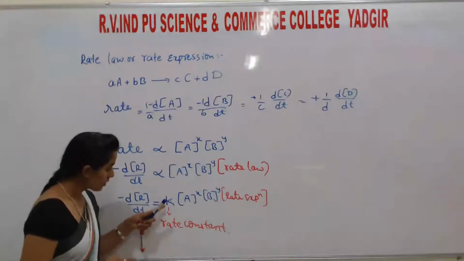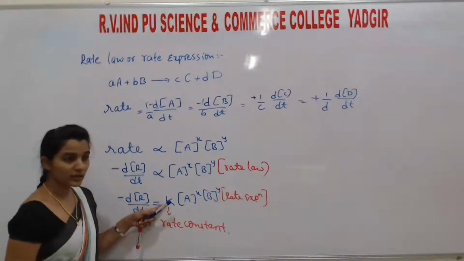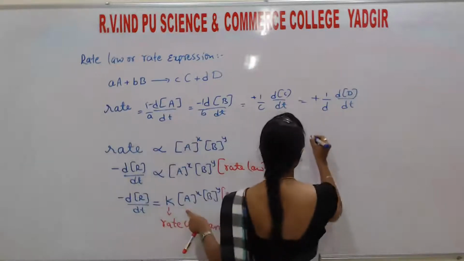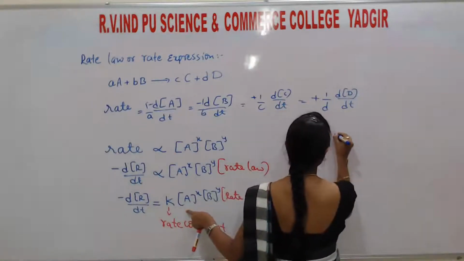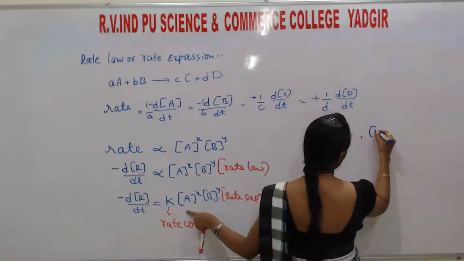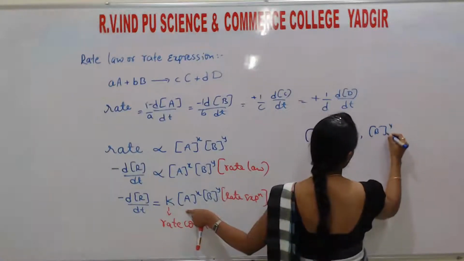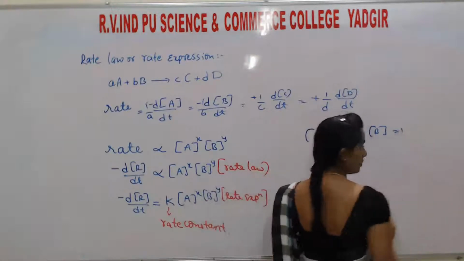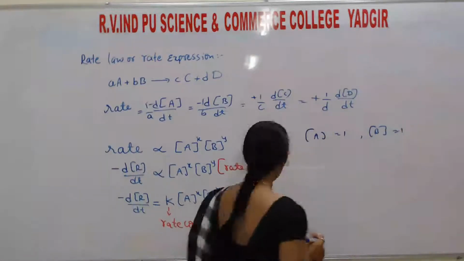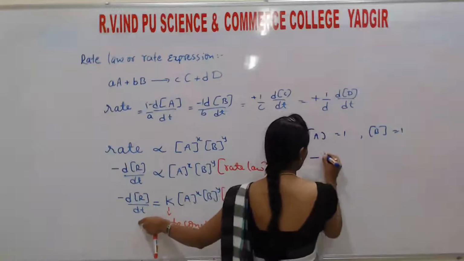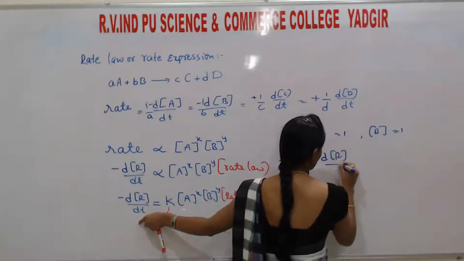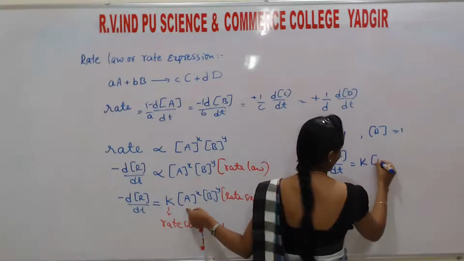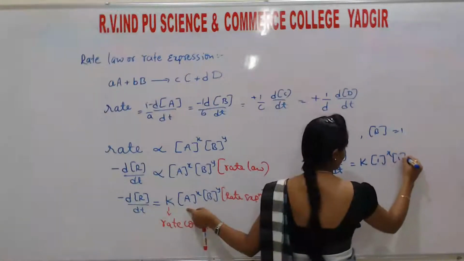Okay students, if you want the definition for this rate constant, consider the concentration of A is 1 and the concentration of B is also 1, unity. Then apply here, what will you get? Minus d[R] divided by dt is equal to k, 1 to the power of x, 1 to the power of y.